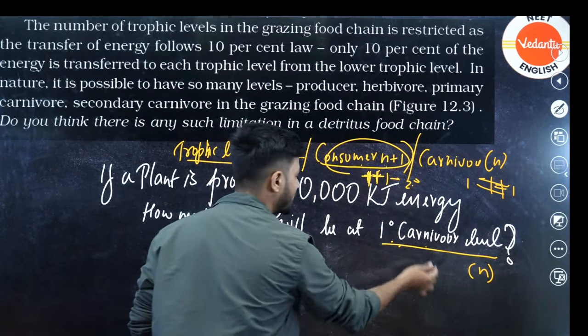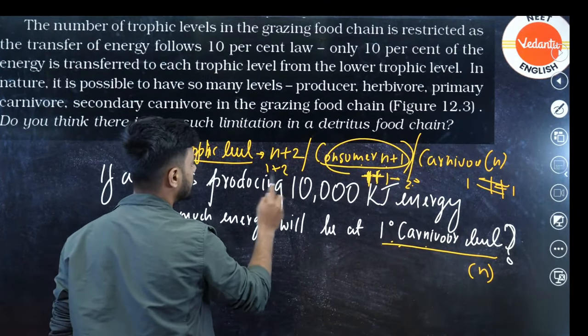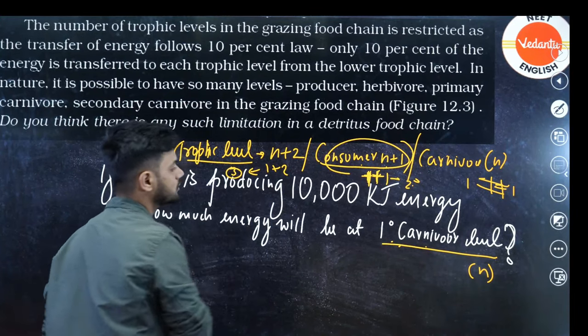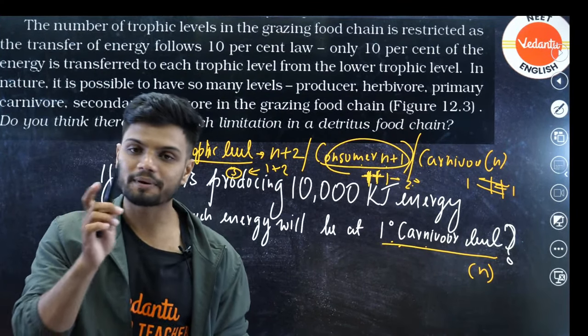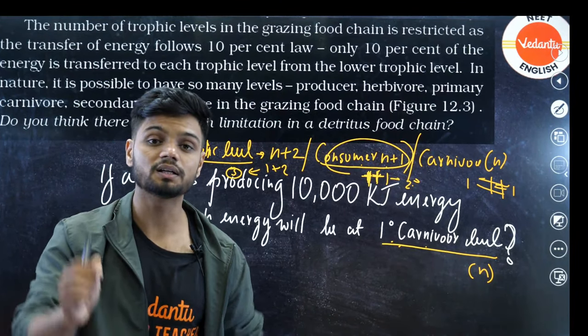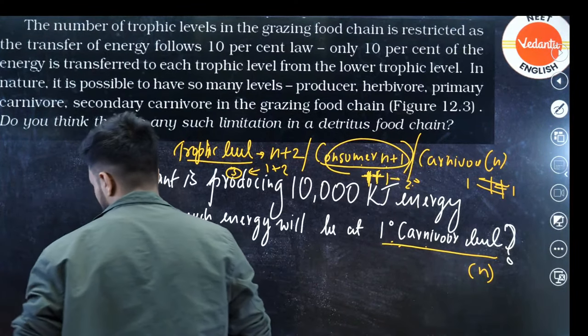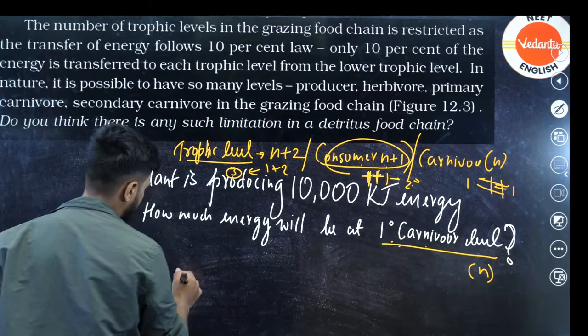Now here, N is 1. So 1 plus 2 is what? 1 plus 2 is 3. So your primary carnivore will be at the third trophic level.